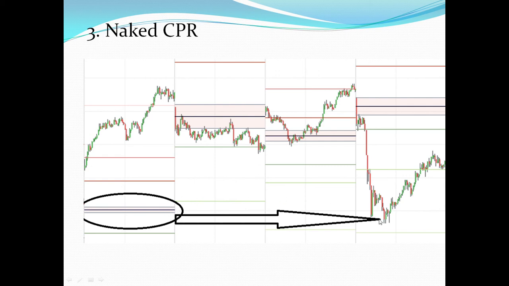So here it took a resistance from here. See, it didn't make any bullish advancement after touching the naked CPR level. Okay, you should mark this, and then it changed the trend. It was bearish and it changed the trend. Okay, this is the power of naked CPR.